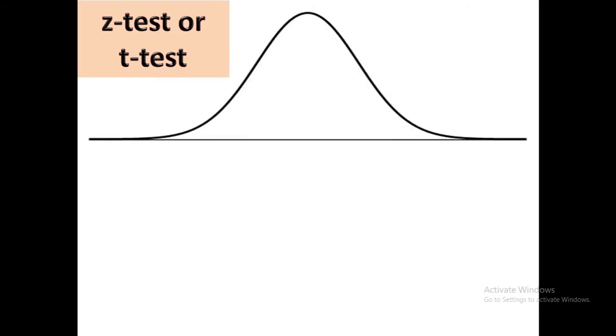Let's assume this is a normal distribution of a population and here is the population mean. If the sample mean is x bar, we will try to find out the difference of these means, and if the difference of these means is divided by the standard deviation of the sampling distribution, we will find out how many standard deviations our mean is far away from the population mean.